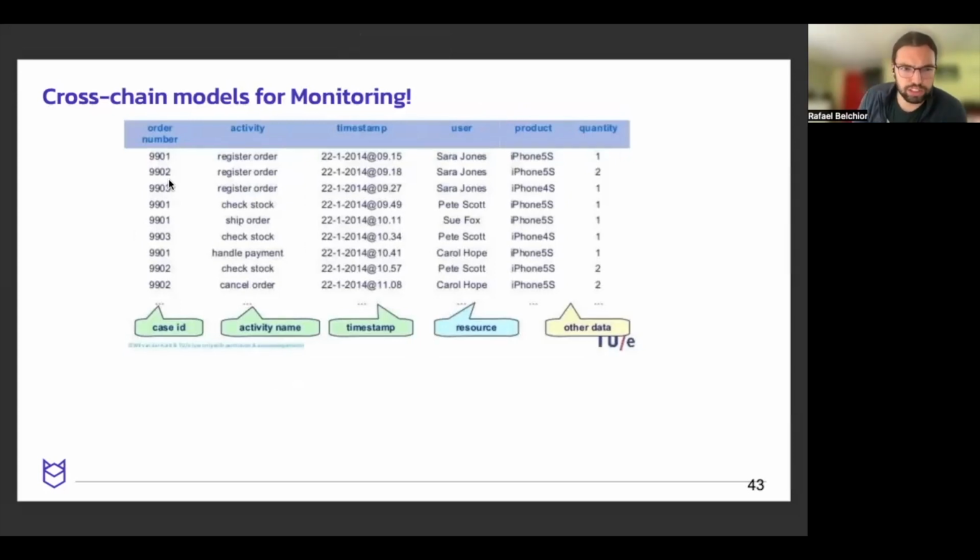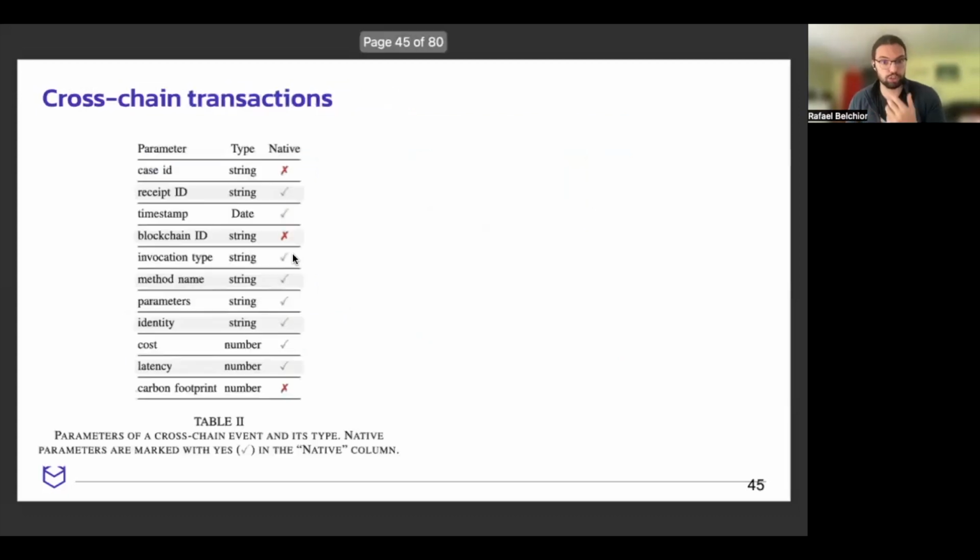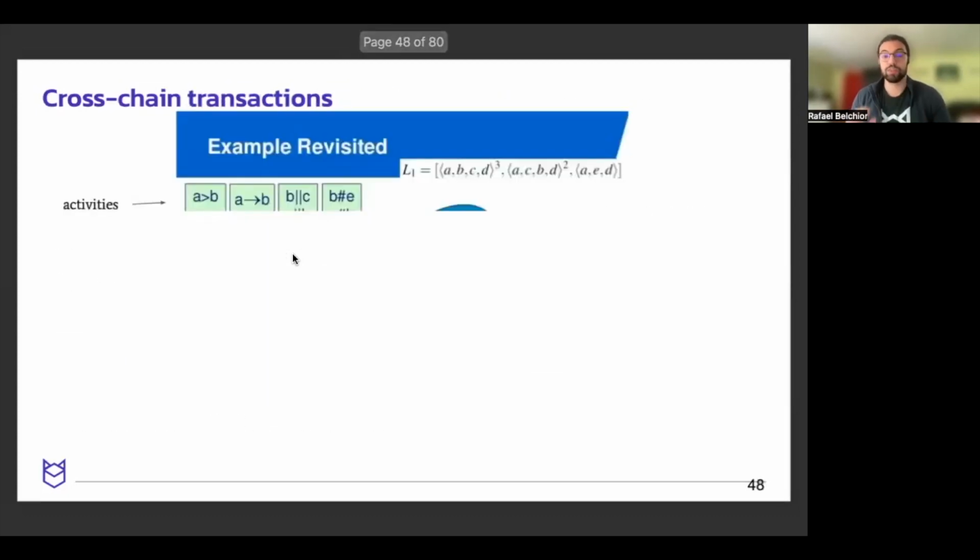So for example, if you look here on the left, you have 99001. And if you filter by case ID, you'll notice that you have a very well-defined process. So you have register order, and then you have check stock, then you have ship order, and then you have handle payment. So these logs have the process implicit in them, and we can discover that process from the logs without specifying the process directly, which is what happens here.